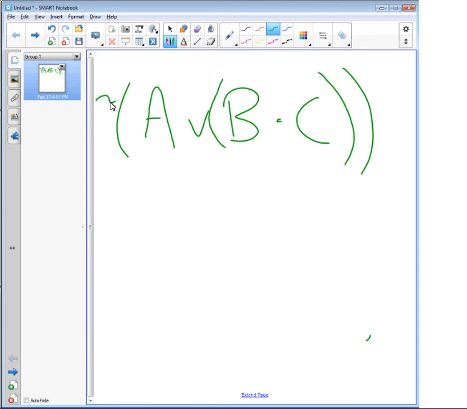Yeah. The only case would be is if you had a tilde here, you can't just get rid of parentheses. So if we have a tilde there, we would still need the parentheses because that's connected to the A and not to the entire thing.